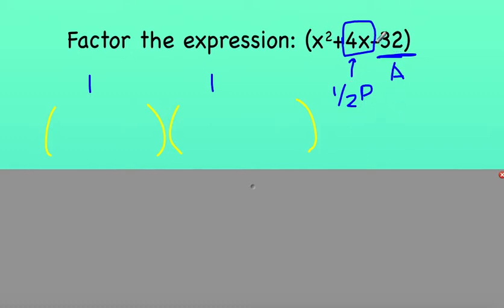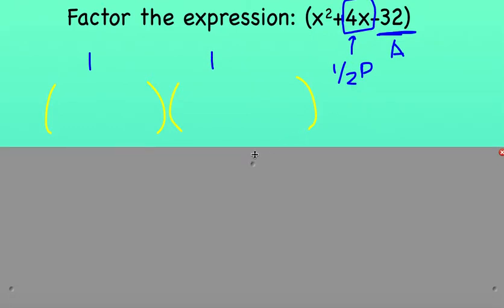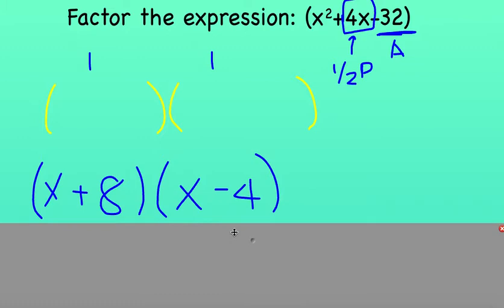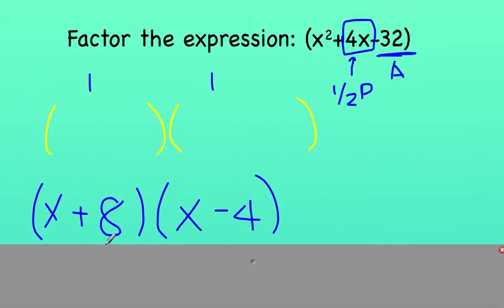What we want to start looking for are factors of 32 that might add up and give us a positive 4x. So if you were able to work this out on your own, you should have seen that 8 and 4 are going to give us our match for this. So our factors of 32 are going to be 8 and 4.